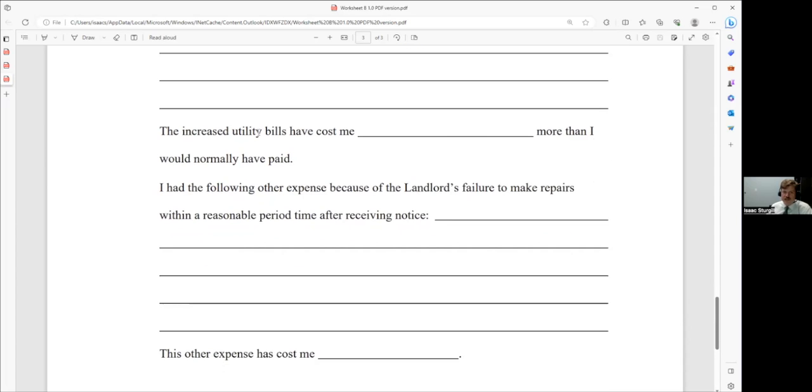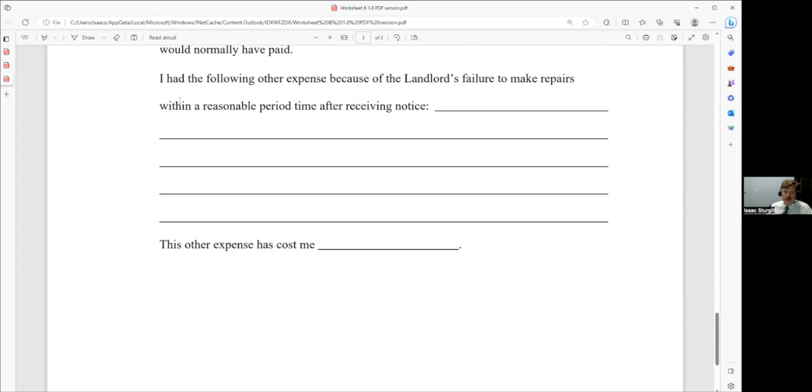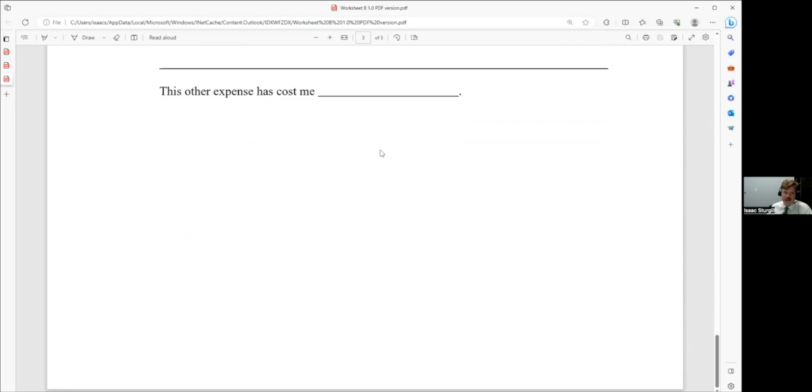And then the increased utility bills have cost me this much more than I would normally have paid. So if your bill went from 100 to 150, then it would be $50 more a month than what you normally would pay. And then this is just an other category. So it says I had the following other expense because of the failure to make repairs. So if it's something that was not covered by any of those other things, you could write that in there.